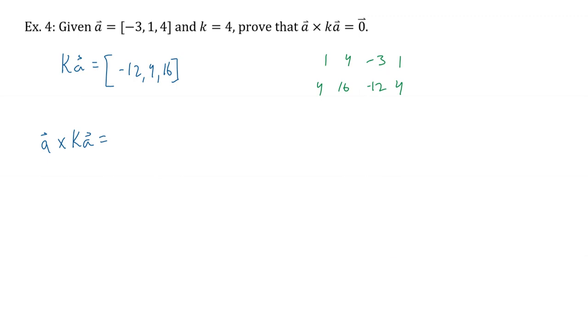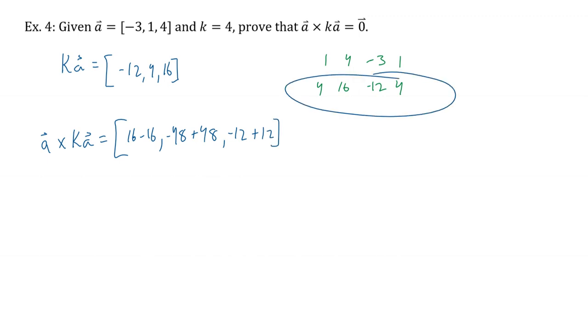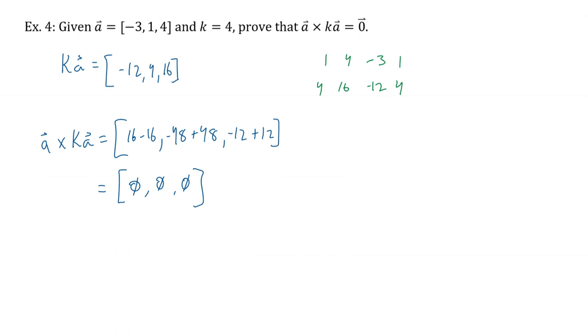And look at this. You get 16 minus 16. And you get negative 48 plus 48. And you get negative 12 plus 12. And if you think about the pattern and how we got this second set of numbers, you can see why this is going to work out to 0 every time when they're a scalar multiple of each other. And so this is 0, 0, 0, which is the 0 vector.